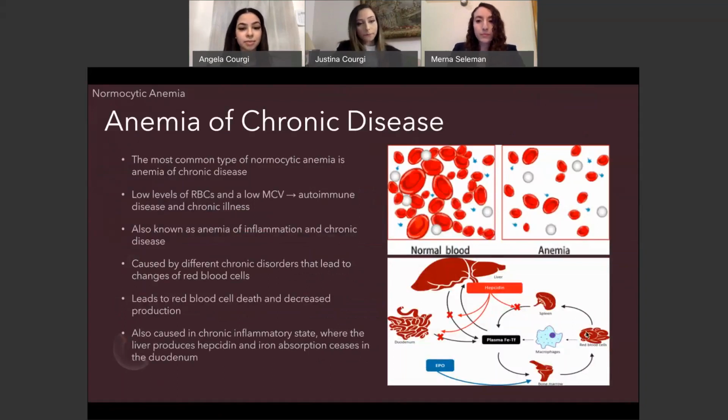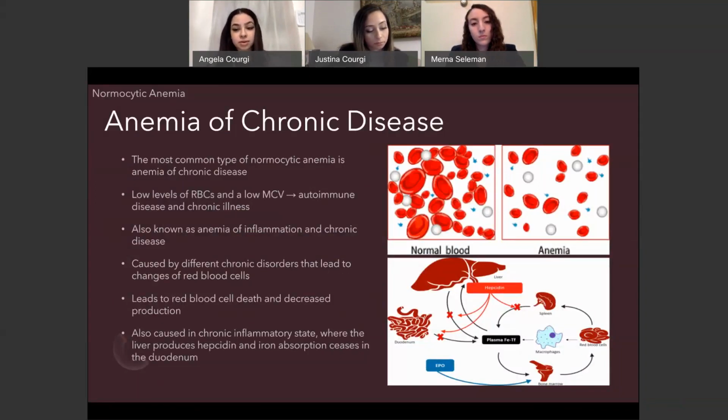All right, so first up we have anemia of chronic disease. The most common type of normocytic anemia is known as anemia of chronic disease. It's characterized by low levels of red blood cells along with a low MCV, which then leads to an autoimmune disease, where the body's immune system will attack its bodily organs or joints, or chronic illness. Another name for this anemia is anemia of inflammation.